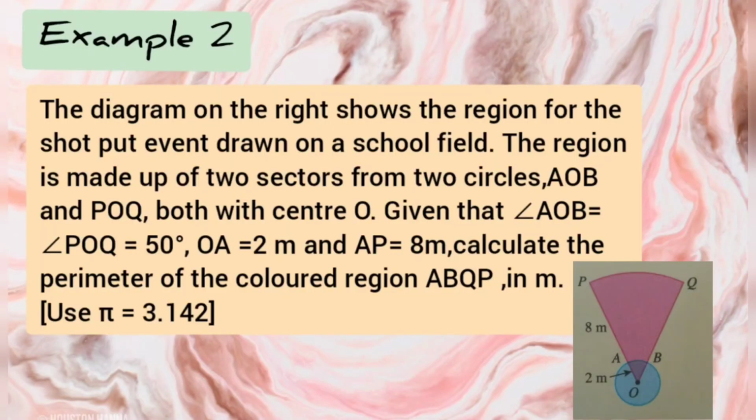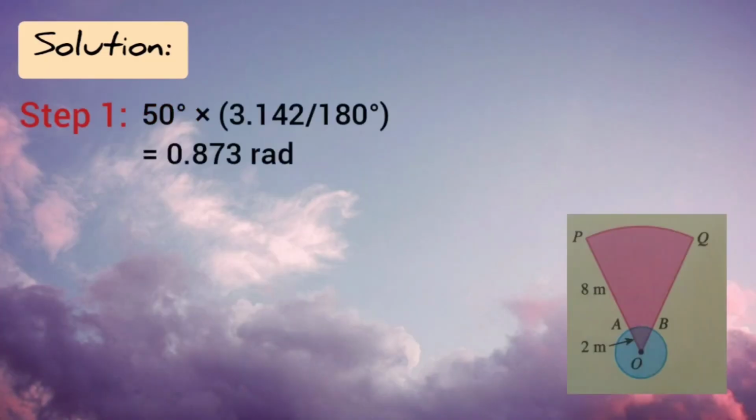Example 2. The diagram on the right shows the region for the shot put event drawn on a school field. The region is made up of two sectors from two circles AOB and POQ, both with center O. Given that angle AOB equals angle POQ equals 50 degrees, OA equals 2 meters, and AP equals 8 meters. Calculate the perimeter of the colored region ABQP in meters. The first step is to convert 50 degrees into radians. If you calculate 50 degrees times 3.142 over 180 degrees, you will get 0.873 rad.